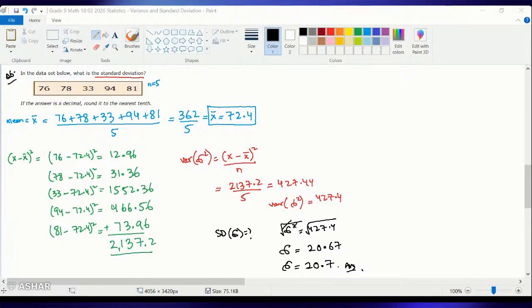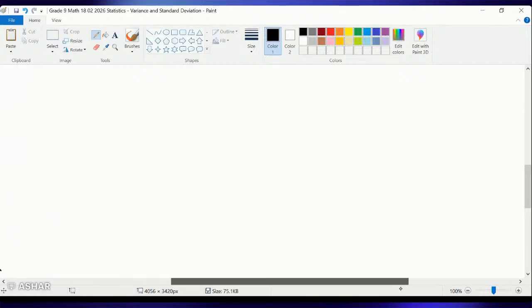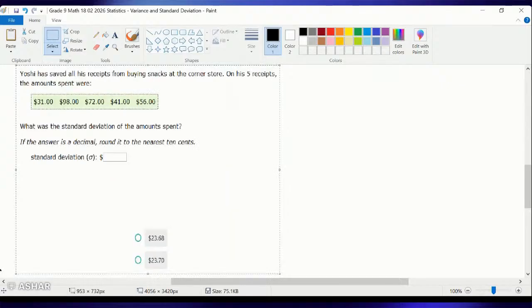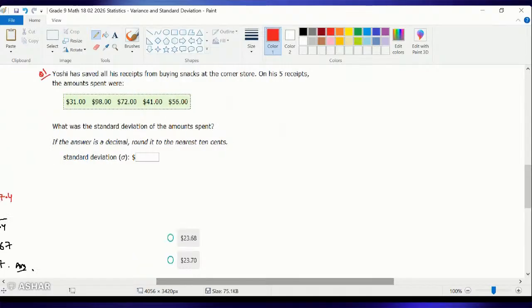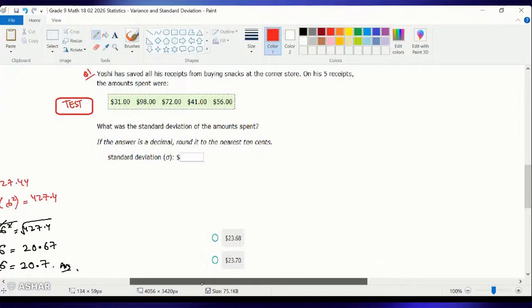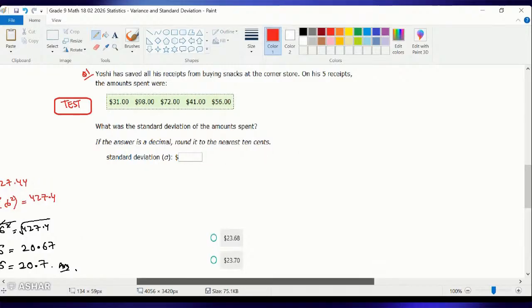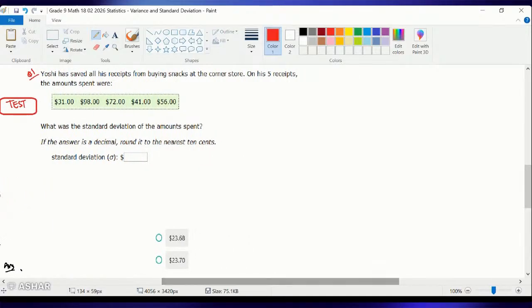So the first question from the test says this information is given to us. This is question number 1 from the test. Let's see which of these two answers would be correct for the standard deviation. Perfect. 20.67 when rounded off becomes 20.7, to 1 decimal place. Let's do this question from the test.